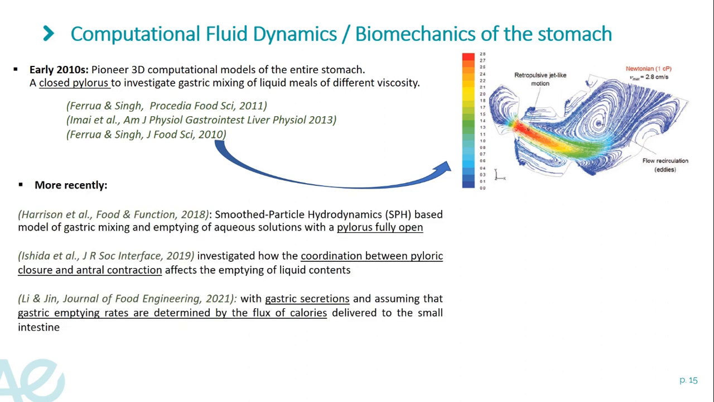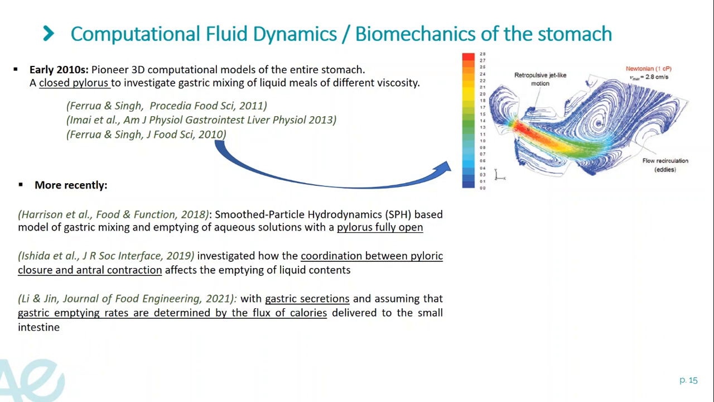More recently, there have been several papers from Harrison, who considered a pylorus that remained fully open, and from Ishida, who investigated the coordination between the pyloric closure and the antral contraction, and how this affects the emptying of liquid meals. And more recently, a paper in which they consider gastric secretion and assume that gastric emptying rates are determined by the flux of calories delivered to the small intestine. So the same hypothesis as in Moxon or Hunt and Stubbs.